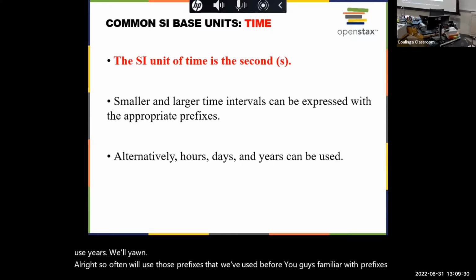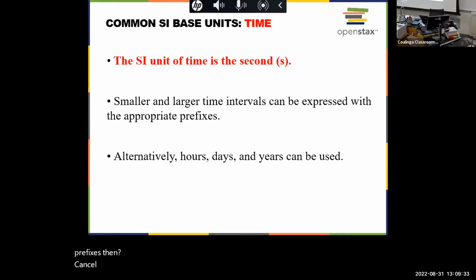You guys don't remember? We didn't talk about that? We did. It's F for femto. What does that prefix femto mean? 10 to the negative 15. Okay, so 1 femtometer is equal to 10 to the negative 15 meters.